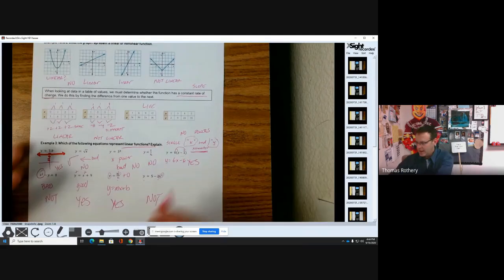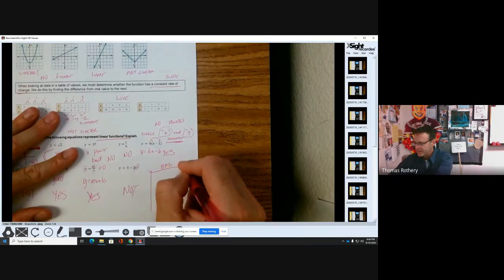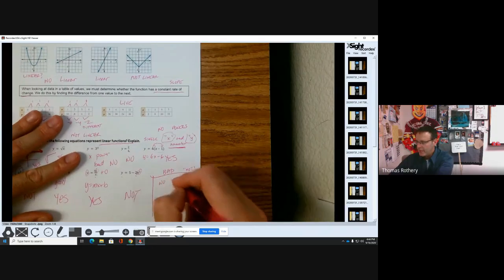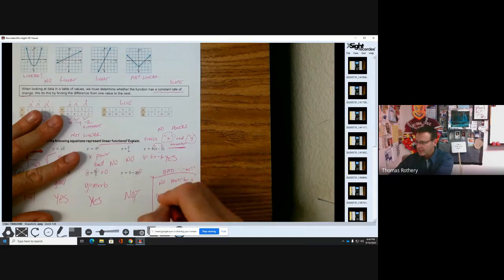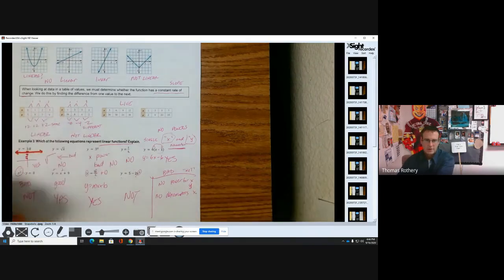So again, things that make something not a function: we want no powers for x and no denominators for x. You also want no powers for y.